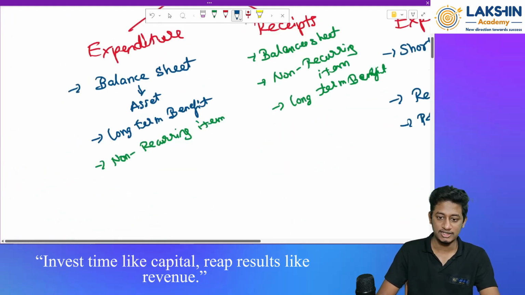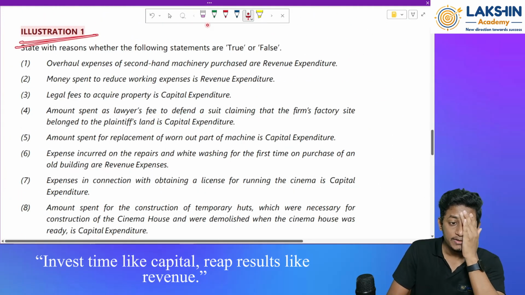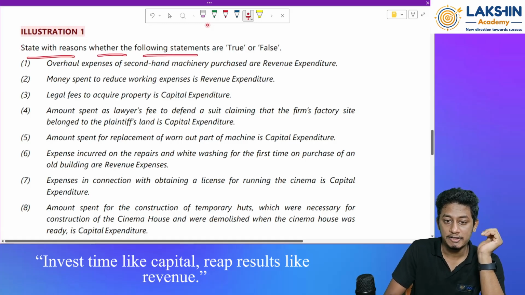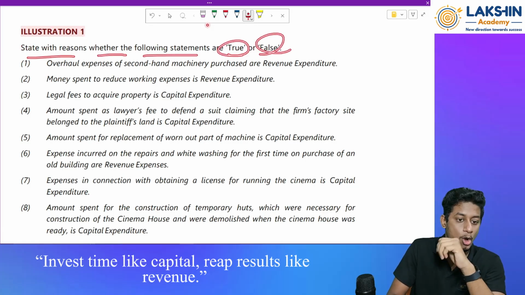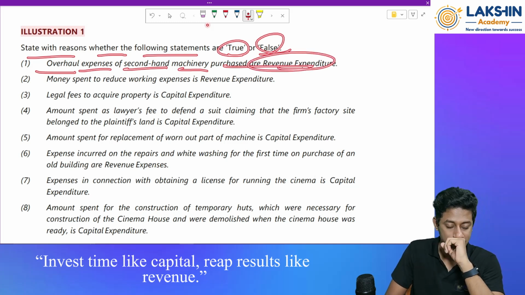So now let's look at some questions over here. Illustration 1 from your example. State with reasons whether the following statements are true or false. Overhaul expenses of a second-hand machinery purchased as a revenue expenditure.